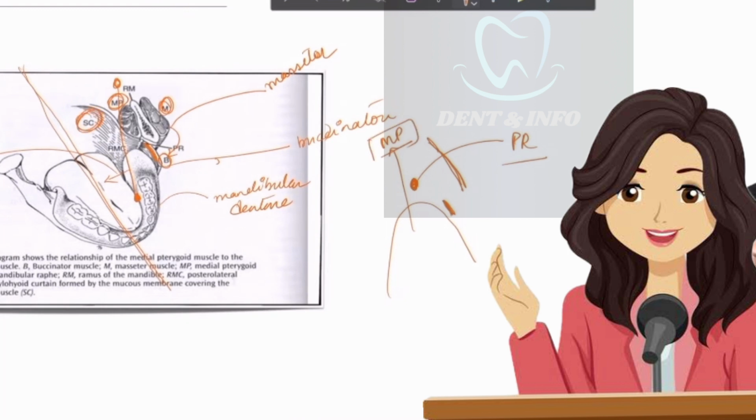And on the medial aspect, that means on the inner aspect, you see your superior constrictor muscle. So if I just erase all of this so that it becomes easier, in the central part here somewhere, you see a tendon of temporalis and pterygomandibular raphe. On the lateral aspect, you see masseter and buccinator. The medial aspect, you see superior constrictor. And just behind your denture's posterior part, you see your medial pterygoid, right?